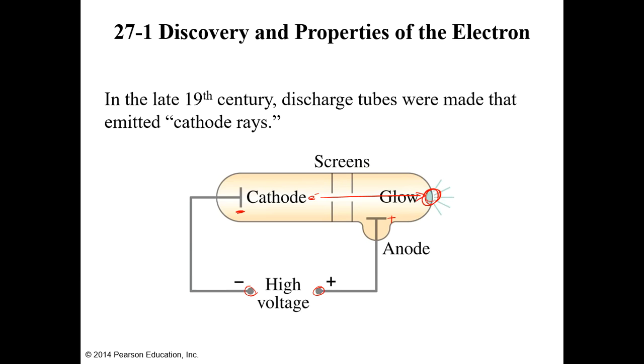Now, in the late 19th century, when this was discovered, they didn't really know what was causing it to glow. They didn't know there was such thing as a particle of an electron. So they just called these cathode rays because they came from the negative charge, or the cathode side of a voltage, and it seemed like it was creating these random rays, light rays, coming from the cathode. So, cathode ray tube.